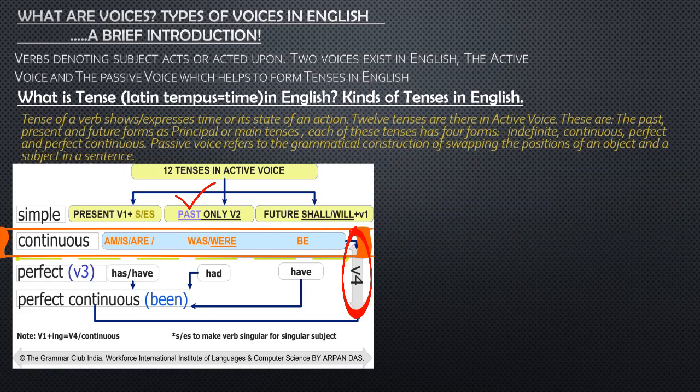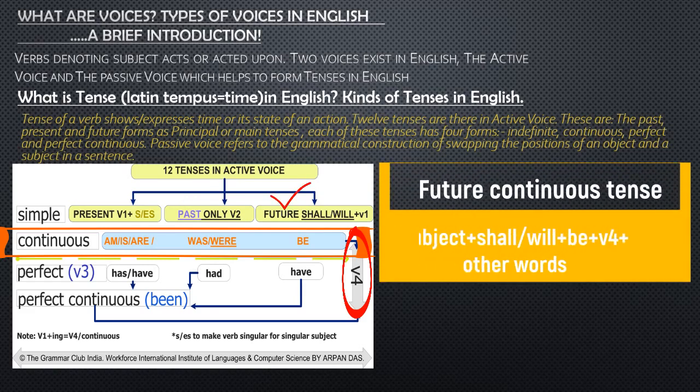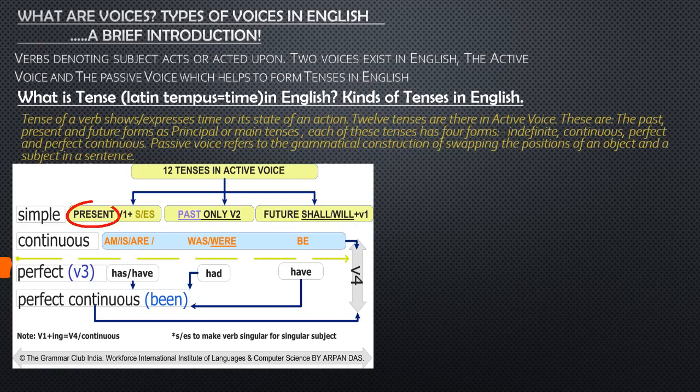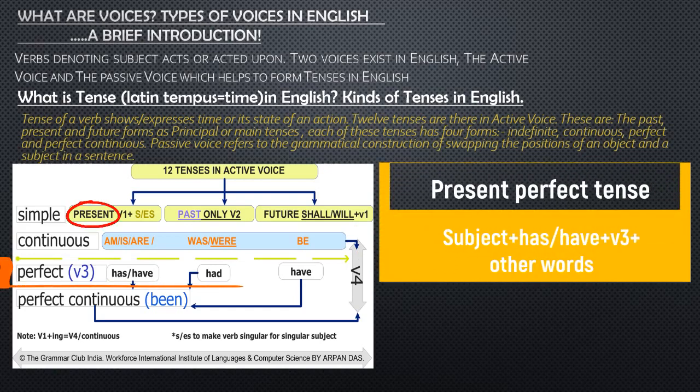For future continuous work stream, we have future continuous with tense structure as subject plus shall or will plus be plus V4 plus other words. For present perfect work stream, we have present perfect with tense structure as subject plus has or have plus V3 plus other words.